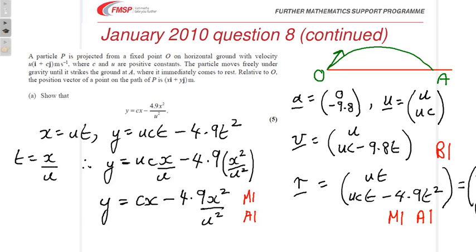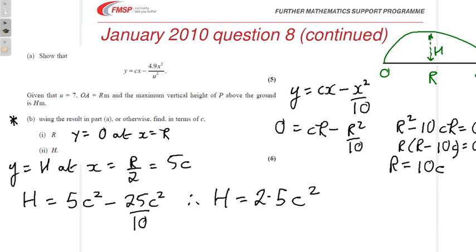Right, that says A. Carrying on with that, for these bits here, there was a total of 6 marks. Right, there were 3 marks each. There was an M1 for putting y equals 0, and then an M1 A1 for correctly working out and finding R equals 10C, and likewise there was an M1 and an M1 A1 for finding the H.